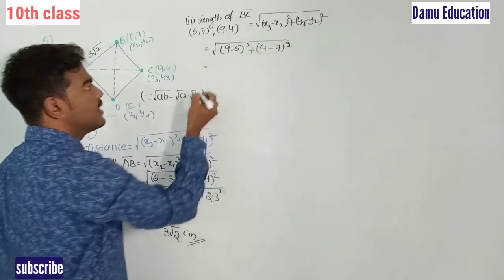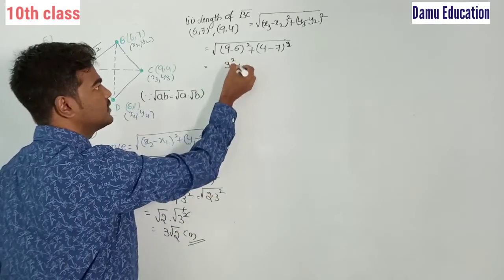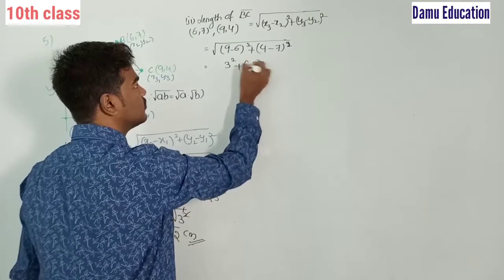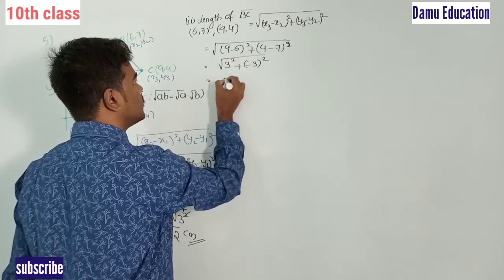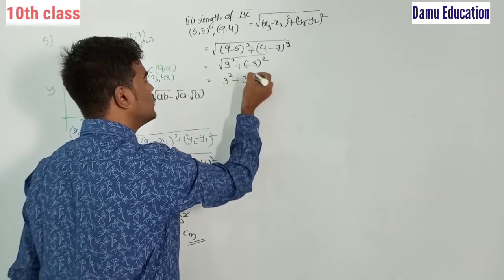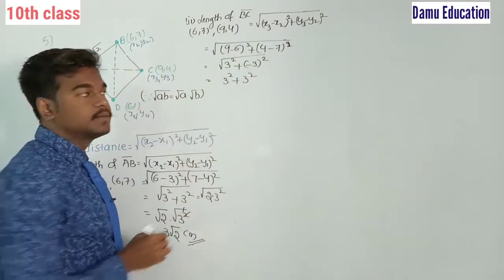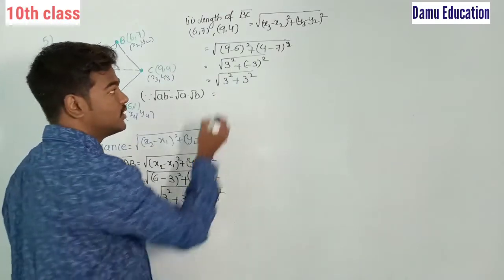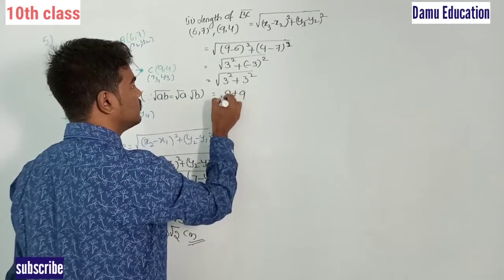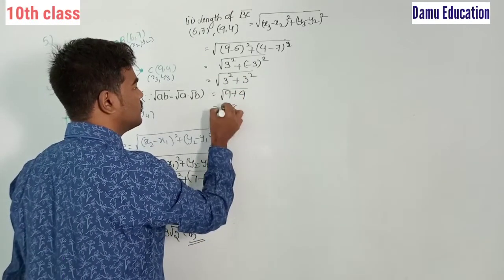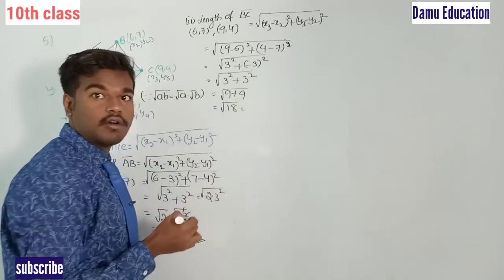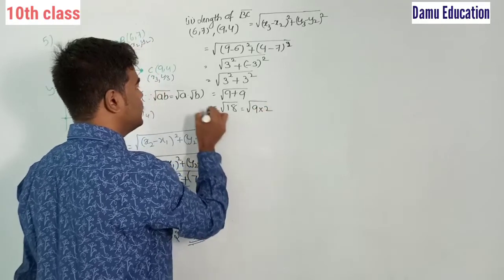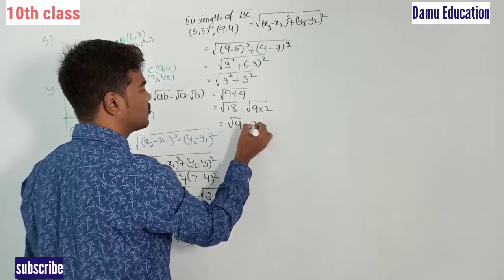So 9 minus 6 is 3 square, plus 4 minus 7, which is nothing but minus 3 whole square. Minus 3 whole square will become 3 square plus 3 square, because minus into minus will become plus. So you can take this as 9 plus 9, which will be equal to 18. Again, you can write it in the format of square root of 9 into 2, and again divide with this formula, square root of 9 into square root of 2.